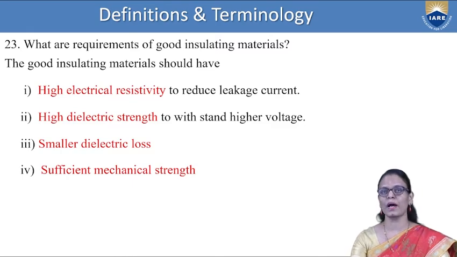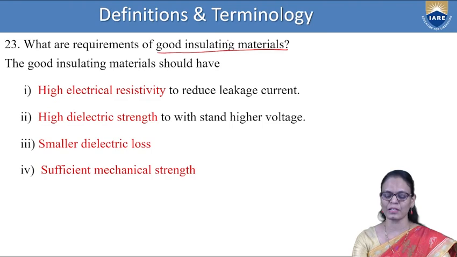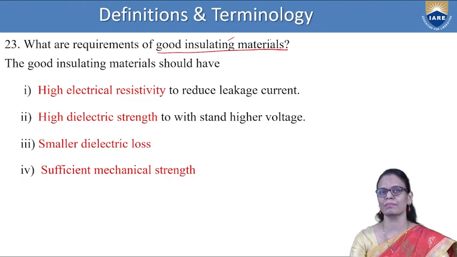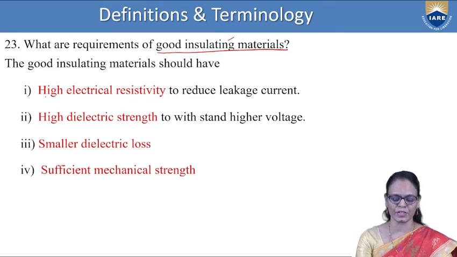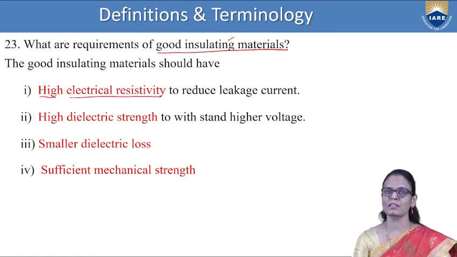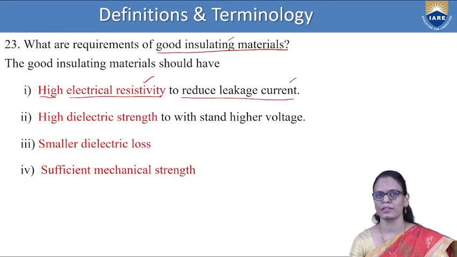Next, what are the requirements of good insulating materials? We are talking about insulators or insulating materials. Number one, they should have high electrical resistivity. They should resist the flow of current through them, to reduce leakage of current. When the resistivity is more, there will be no current flow through it, so it reduces the leakage current.